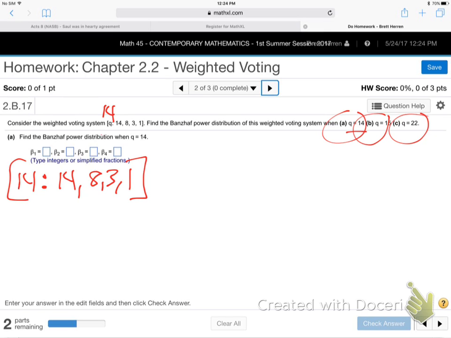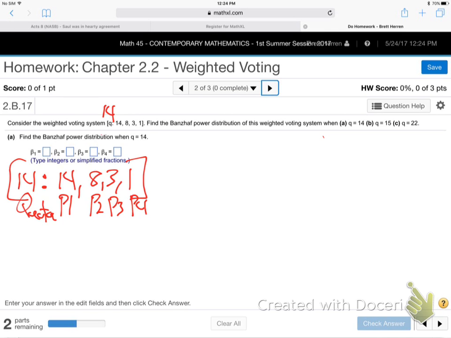And then for part B, after I get this all done, they're going to have me change the Q, and part C is a different Q also. This is player 1, player 2, player 3, and player 4, and this is the quota, which is the amount it takes to pass anything. Remember how that works? To make any decision, if this is an investment company, on what to invest in or whatever, it's going to take 14 votes to make a decision.